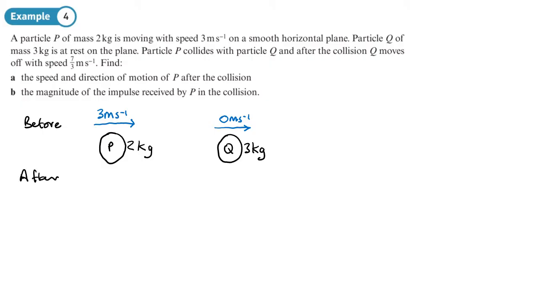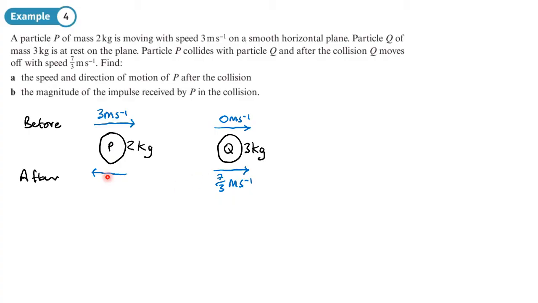So afterwards, we see that Q moves off with speed 7/3. Now it must move off in this direction. Common sense will tell you, if it's been hit by something and it's at rest, that's the direction it moves in. But we do not know the direction that P moves in, so we're going to have to assume a direction. I'm going to assume it's going to bounce back that way. If I am wrong, then when I do my working, I will get a negative, which is going to tell me it's moving in the other direction.